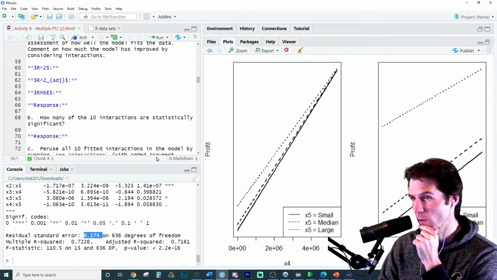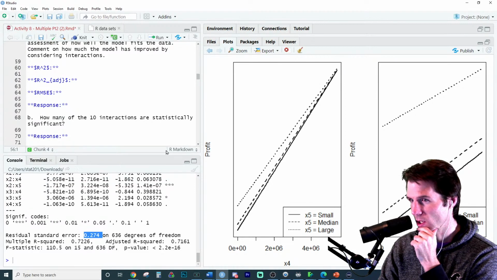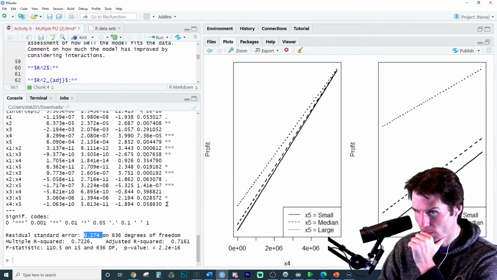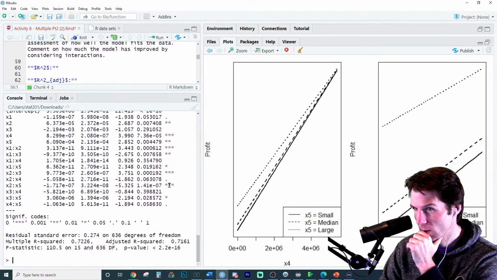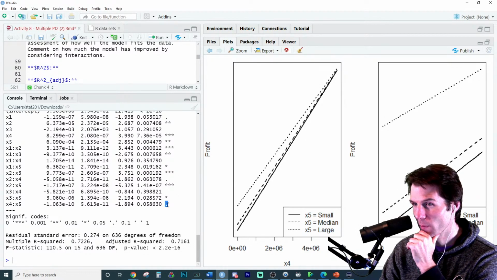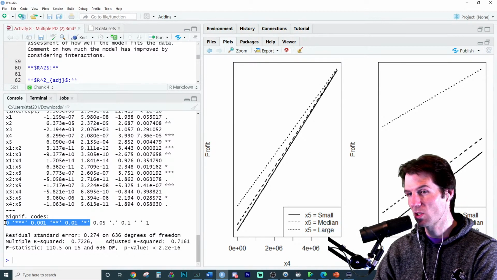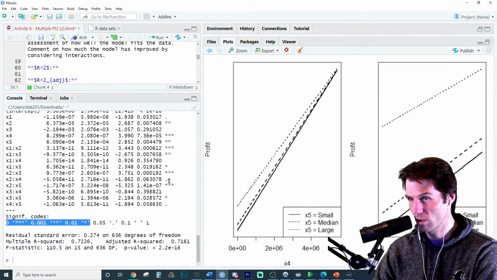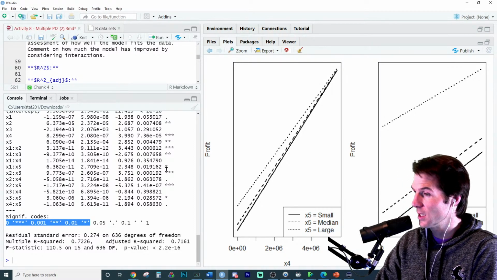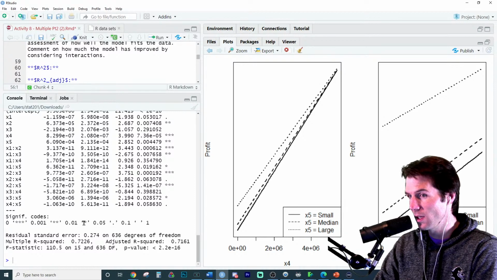How many of the 10 interactions are statistically significant? Let's check it out. Going right here, 1, 2, 3, 4, 5, and 6. And this dot right here means almost. If you look at the codes for these, the dot is between 0.05 and 0.1. So anytime you see a star or stars, those are going to be statistically significant, because these tell you the p-values are between these values.